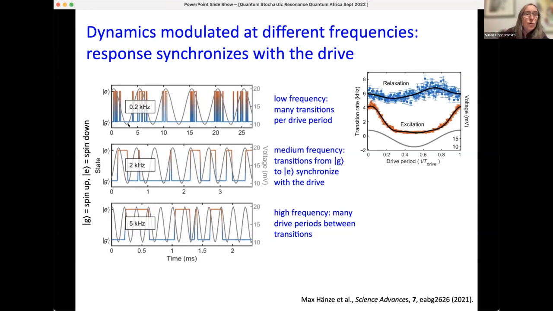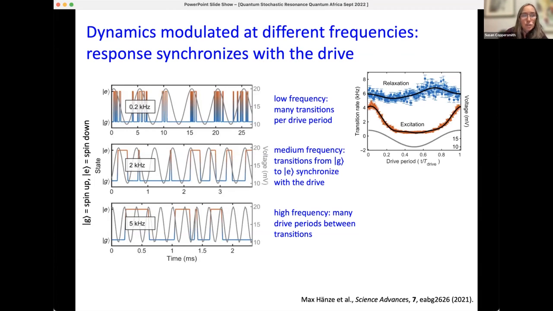Here everything is the same except the drive is really slow. Here it's 2 kilohertz, and in this one it's 0.2 kilohertz. And you see in this one, when the transition rate goes fast, there are a bunch of transitions, every time. So you don't have one transition per period, and so you're not synchronized to the drive.